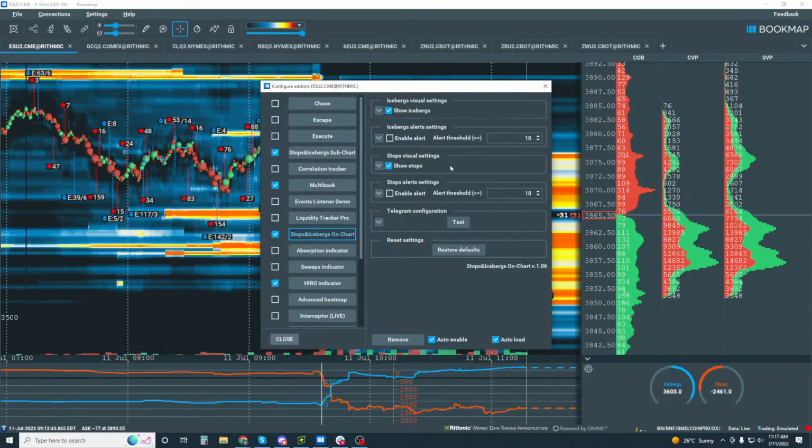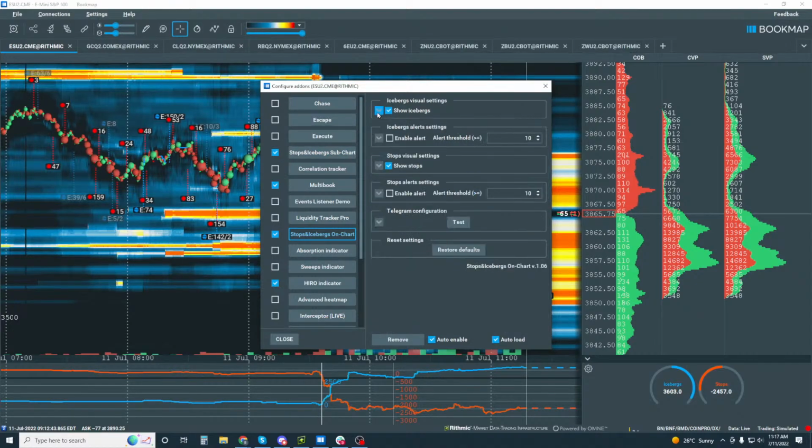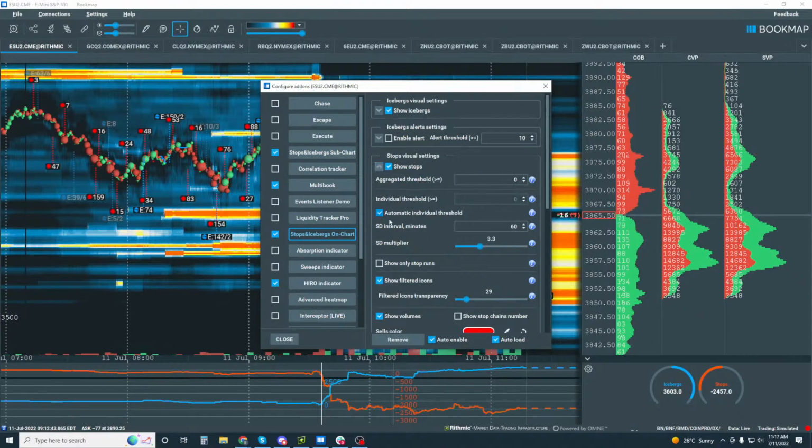Let me filter these a bit. I really like the way we filter these. You can use this automatic threshold in here. Okay, I'm not going to cover that right now. I want to just go over the reading here.